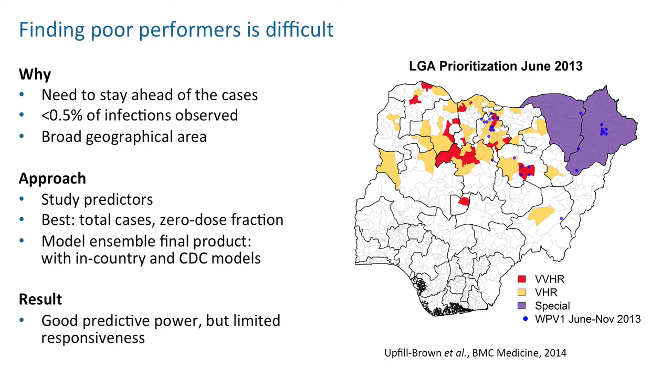Our approach included many other predictors, for example, the zero-dose fraction that I mentioned before. And in the end, we combined it, similarly to the regional models, with models from the country themselves, which had a lot of in-country experience, understanding of these LGAs and what their local risk factors were, and models created by the CDC. And altogether, we were able to achieve fairly good predictive power, better than what you would traditionally achieve with a risk model. But the issue was that our model was of limited responsiveness because it was not strongly related to indicators that the program could change.